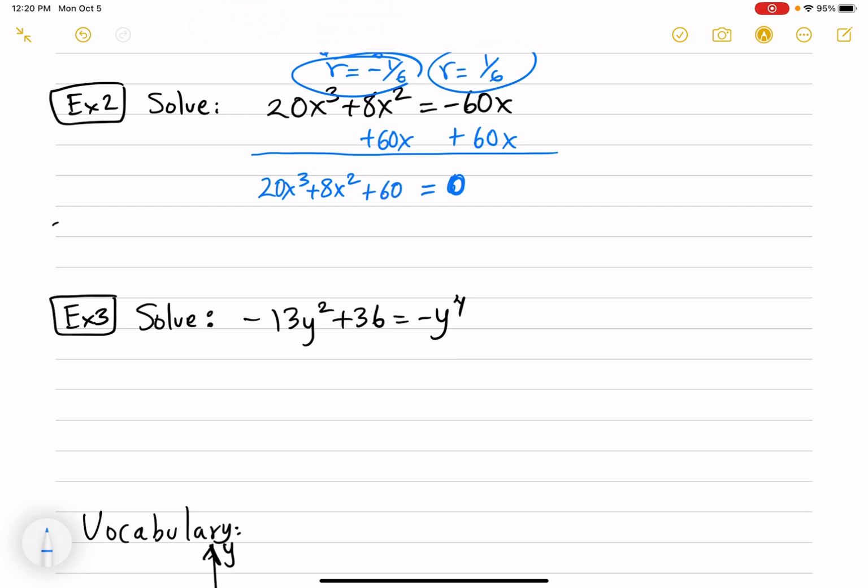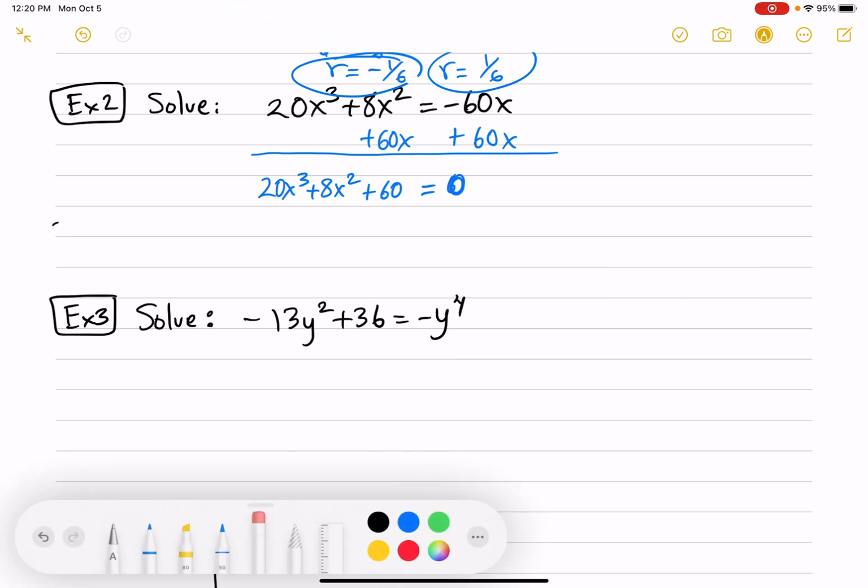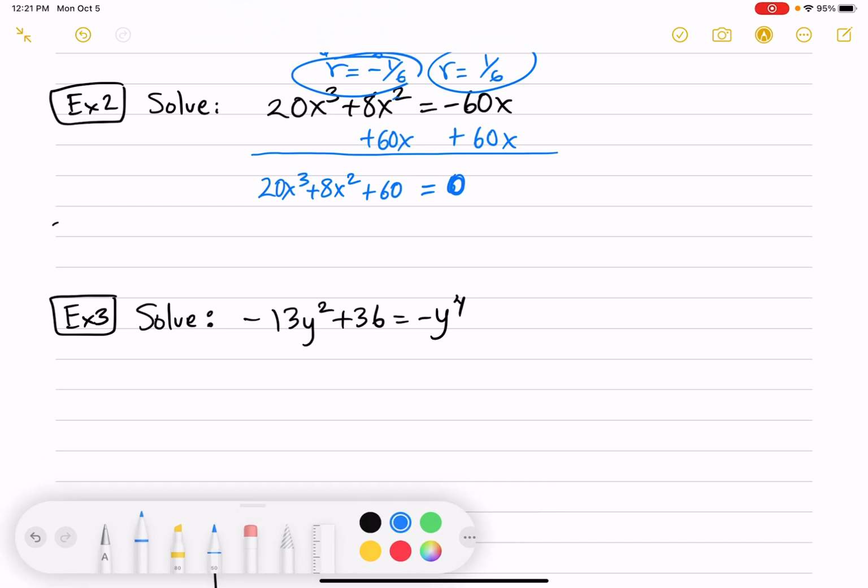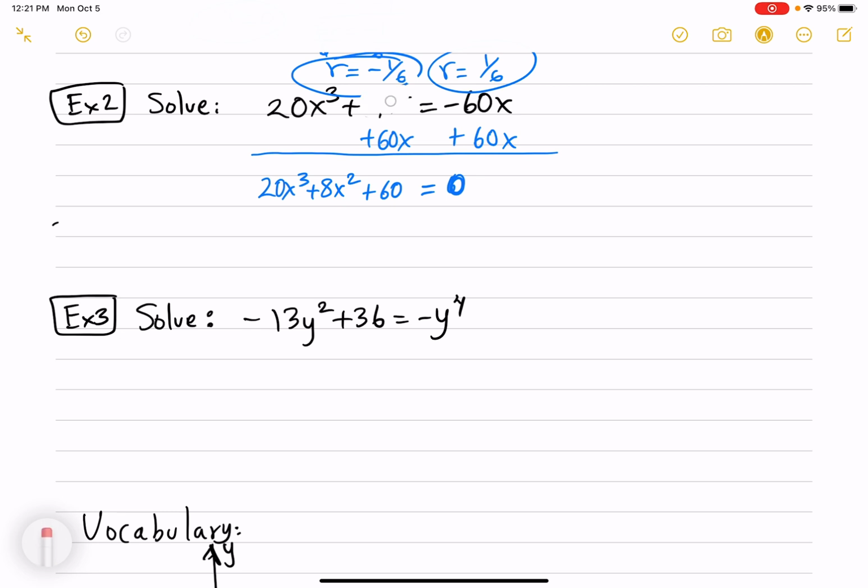You know, I'm thinking about this problem, and I think I copied it wrong, so I'm going to go back and fix it, because the original problem had an 80x squared here. It's supposed to be 80x squared. And so that should have been 80x squared here, and then 60x here. My fault for copying it wrong.